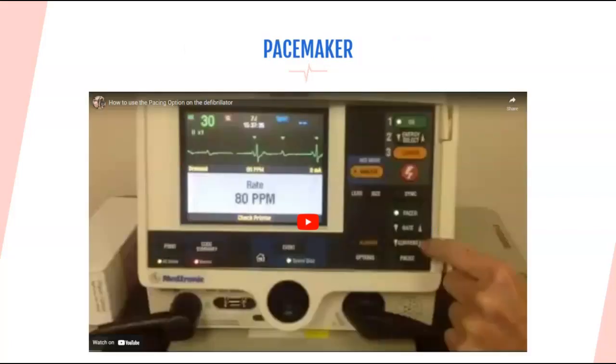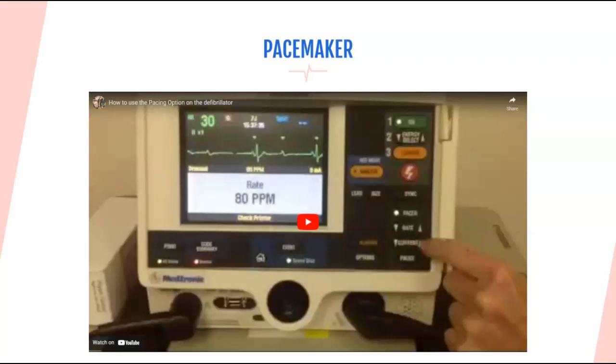Talking about pacemakers, there are 2 types of pacemakers. There's external and internal. An external pacemaker is used normally for a short-term basis. It can also be referred to as transcutaneous pacing. This delivers impulses to the heart muscle through electrode pads that are placed on the outside of the chest wall and the back, so essentially it's the same as the defibrillator pads.